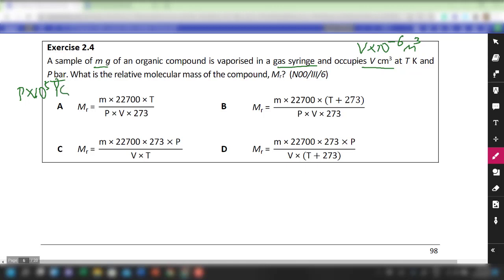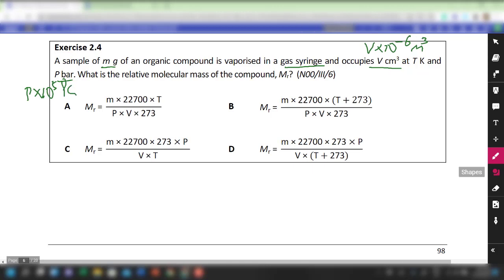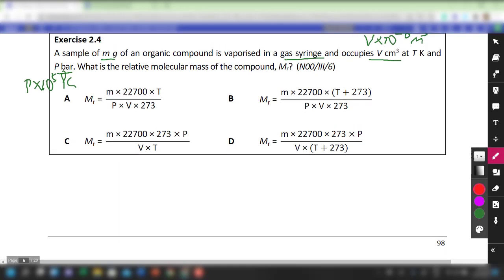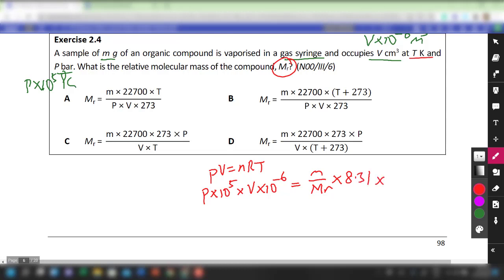You're asked what is the relative molecular mass of the compound, the MR. What we can do here is apply the ideal gas equation as before. So we have PV equals nRT. The pressure is P multiplied by 10 to the power of 5, multiplied by volume multiplied by 10 to the power of minus 6, equals mass over MR. Do take note that MR is what we want to find eventually, so that's our goal. And then multiply by 8.31, and then multiply by the thermodynamic temperature, which is in Kelvin already, so T.